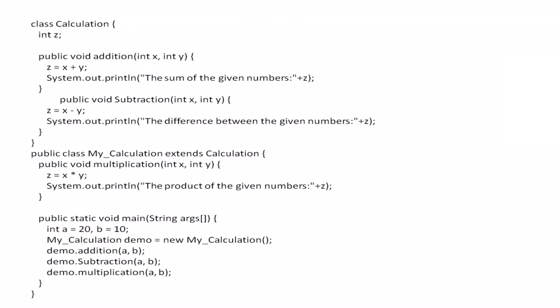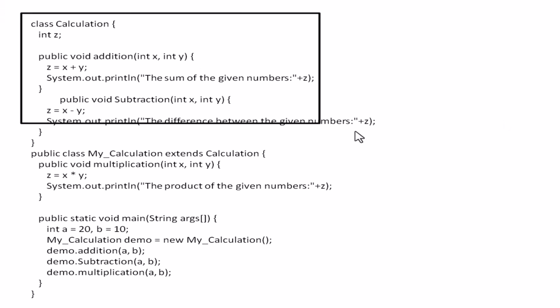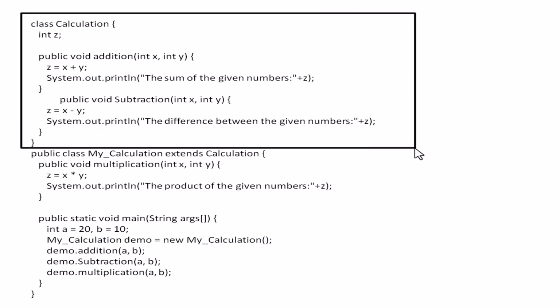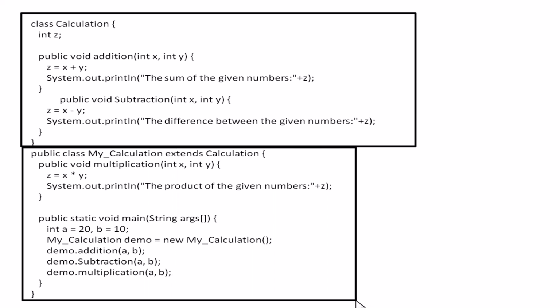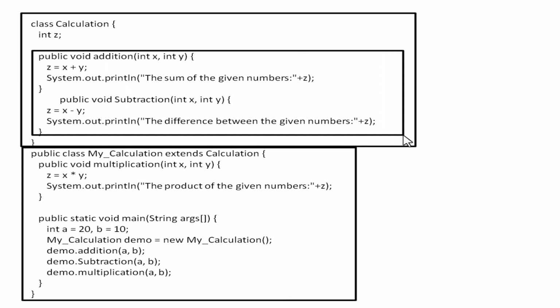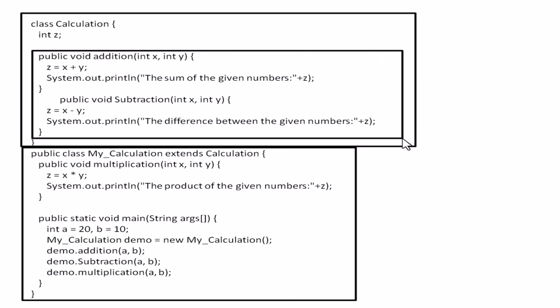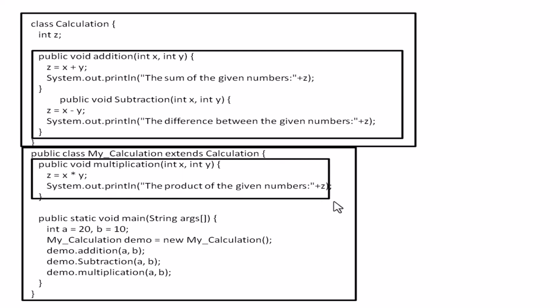Here we are going to create two classes. The first class is Calculation, and another class extends Calculation. We have given addition and subtraction in the main class, Calculation, so we are going to inherit those features of addition and subtraction. Another part we are doing in the child class is multiplication. If you want division, you can add that feature also.